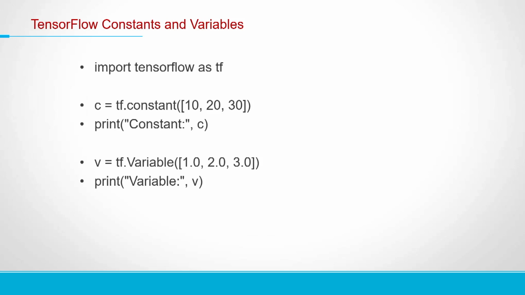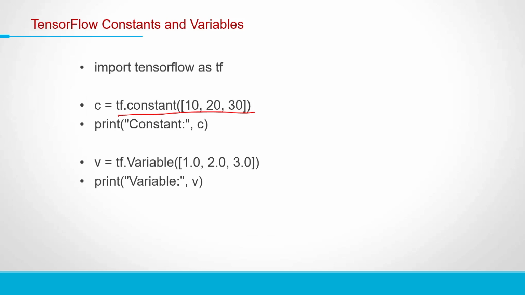Now, moving on, let us see how a constant and a variable can be created under the TensorFlow libraries, as we will need this while building complex machine learning models. Import tensorflow as tf is the basic way of importing the library. Then we can call the tf.constant function with the single dimension array 10, 20, 30, and the print statement gives the actual tensor that was created.